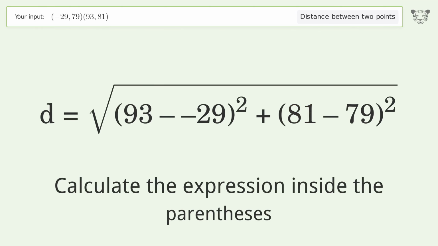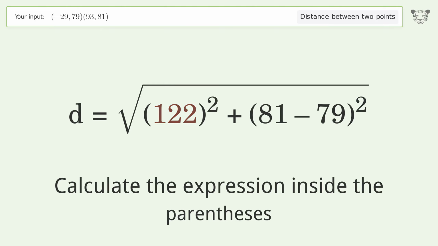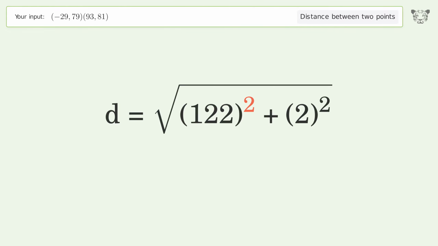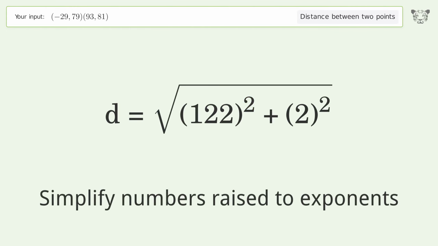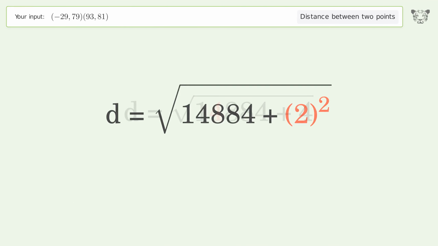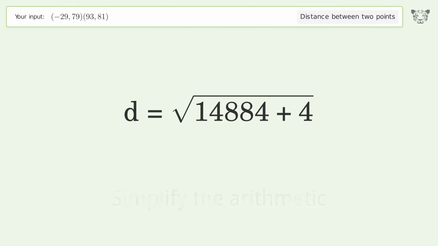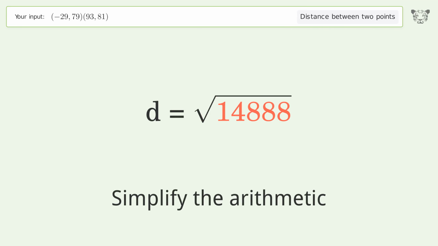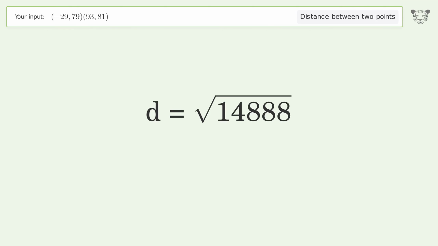Calculate the expression inside the parentheses. Simplify numbers raised to exponents. Simplify the arithmetic. And so the distance between the 2 points is the square root of 14,888, or 122.016.